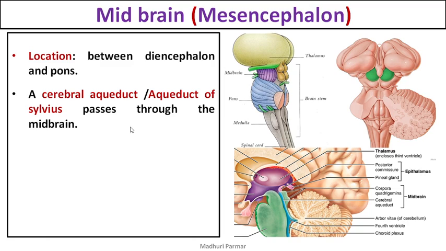A cerebral aqueduct, which is also known as the aqueduct of Sylvius, passes through the midbrain. So just look at this cross section in the bottommost diagram. You can see this blue colored part. Where is it coming from? It is coming from the third ventricle. Here are your lateral ventricles, then you have your third ventricle, and the third ventricle opens through this canal, and this canal is known as the aqueduct. Cerebral aqueduct or aqueduct of Sylvius.